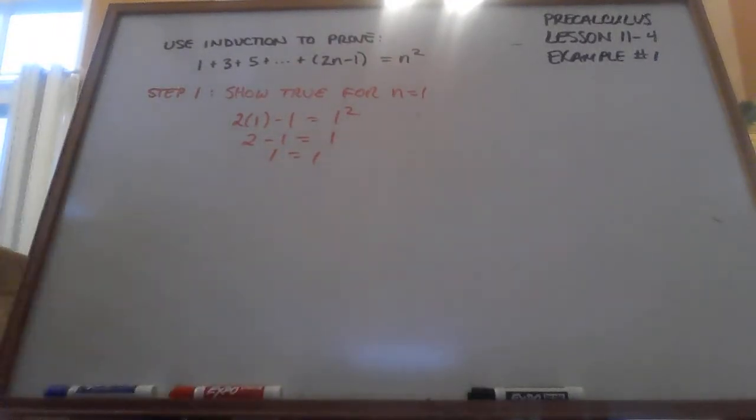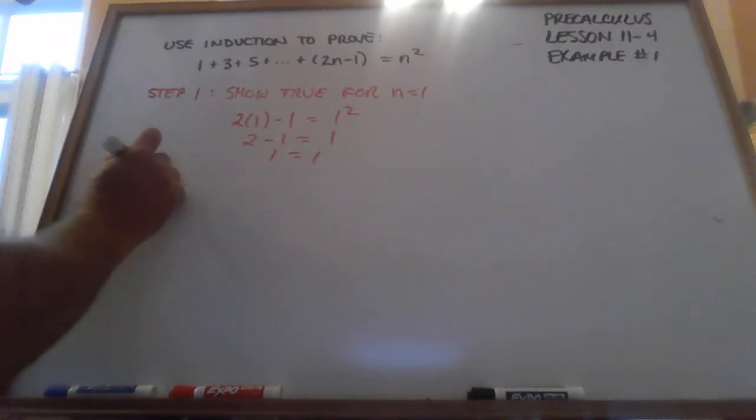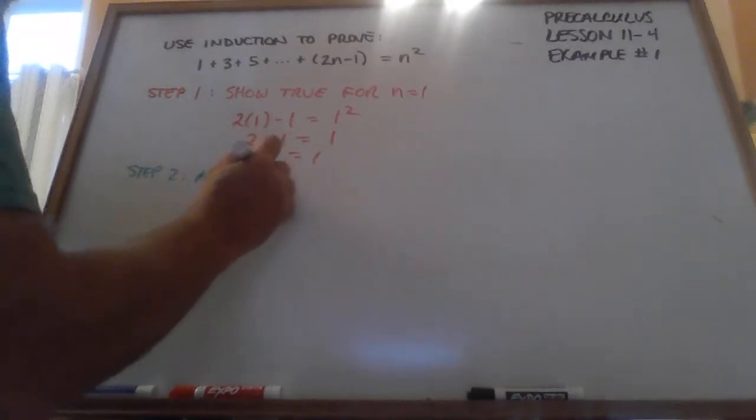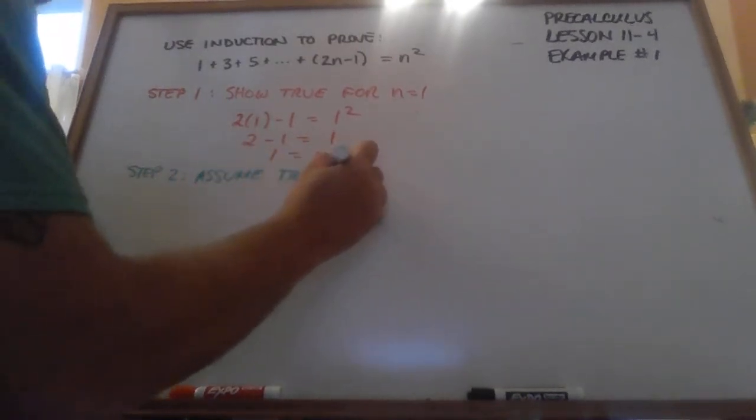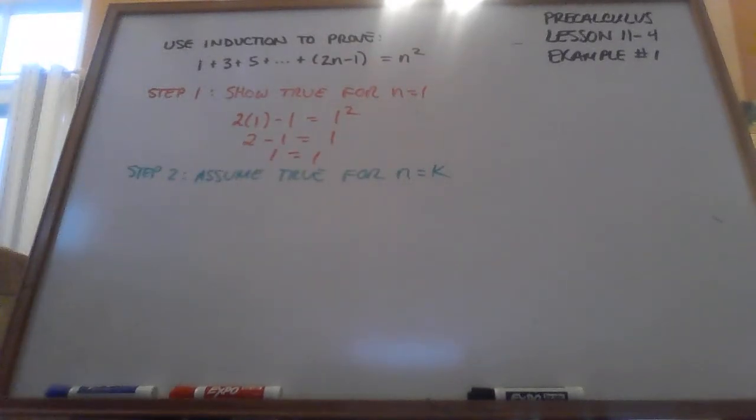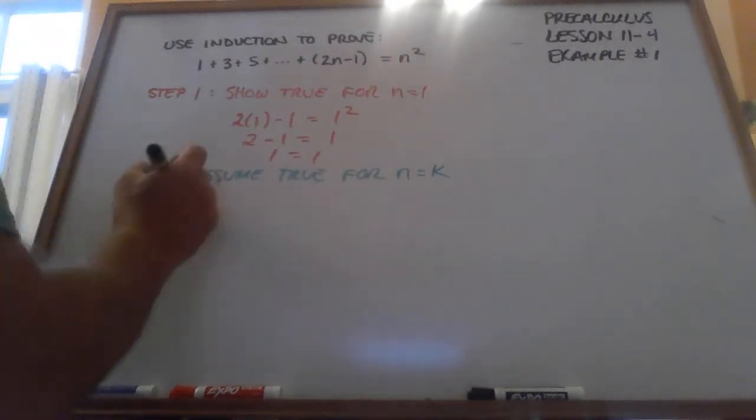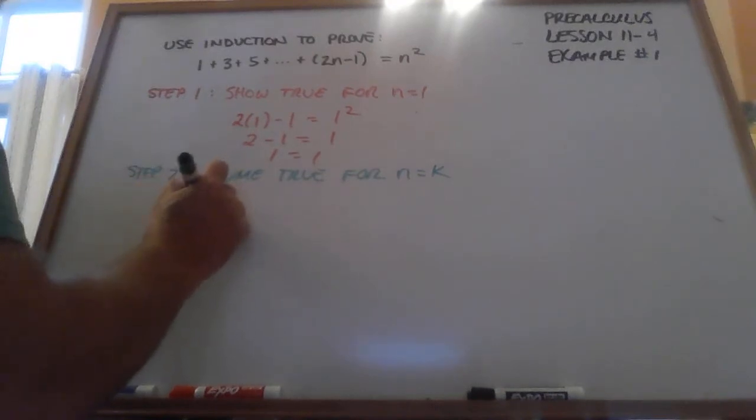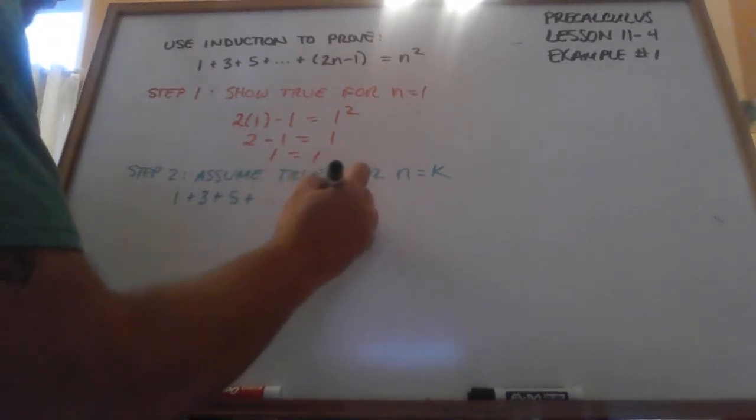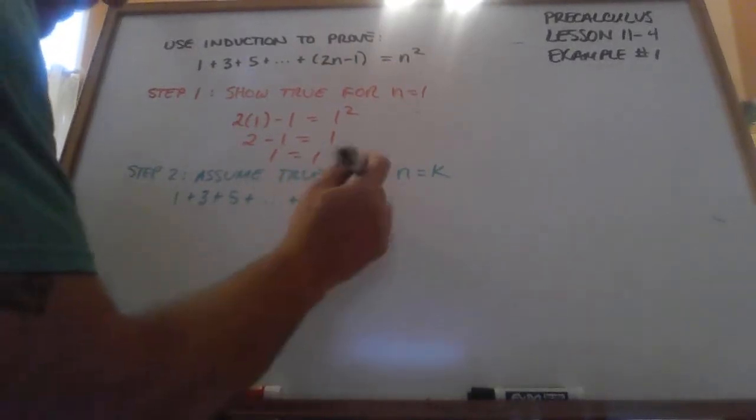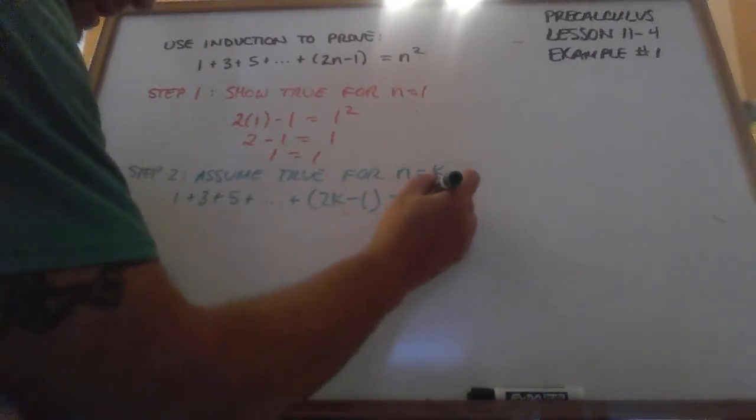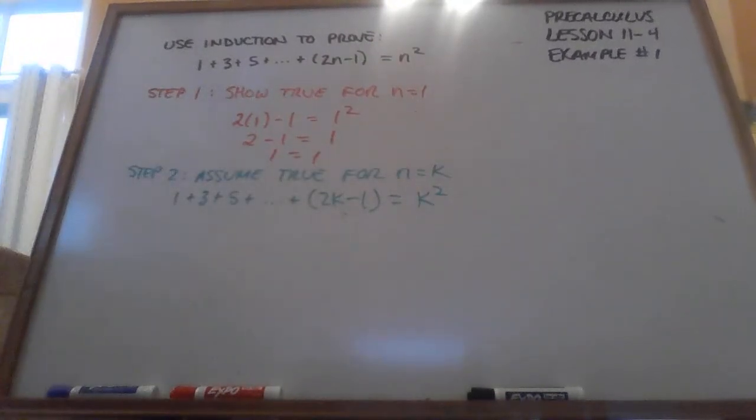Very simple. Step 2. Assume true for n equals k. So this is extremely easy. 1 plus 3 plus 5 plus ... plus 2k minus 1 equals k squared. Step 2 done.